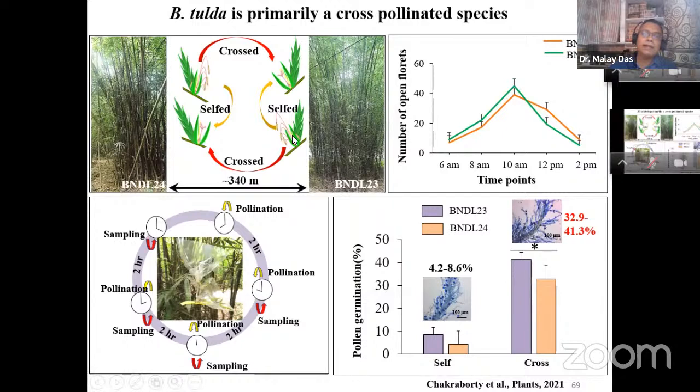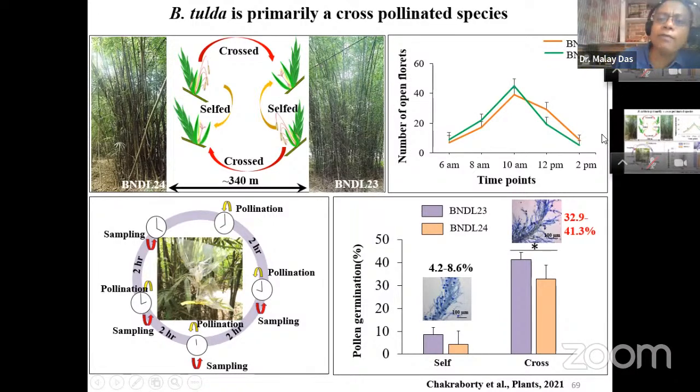And we selected these two populations, which are growing around 340 meters separated from each other, to ensure that they are not generated from the same clone, but they are of different genetic origin. And then we did both selfing and crossing. For selfing, we took the pollen and dusted it on the stigma of the same plant, same flower. But for crossing, we took pollen from one plant and then dusted it on the flower of another plant. And immediately after pollination, we put a plastic bag on to avoid cross-pollination.